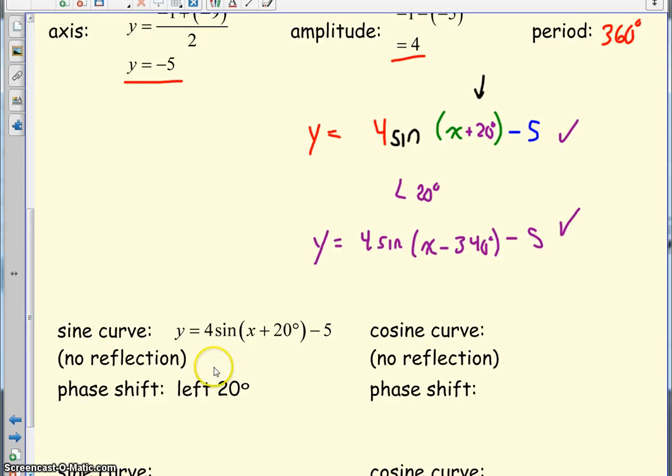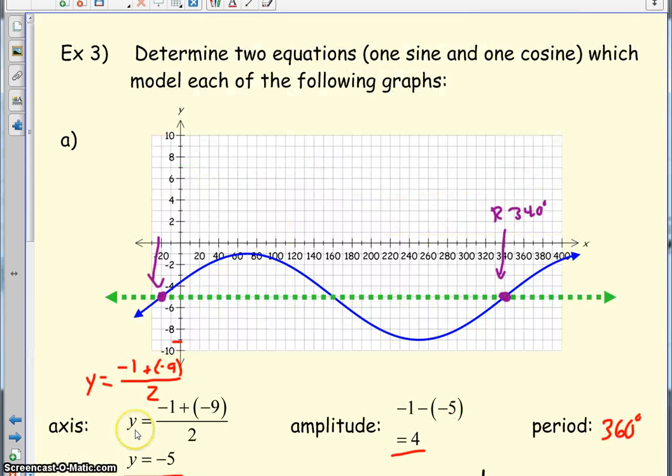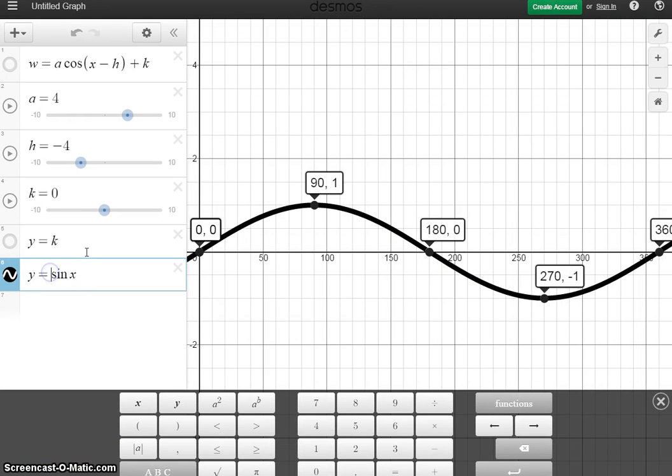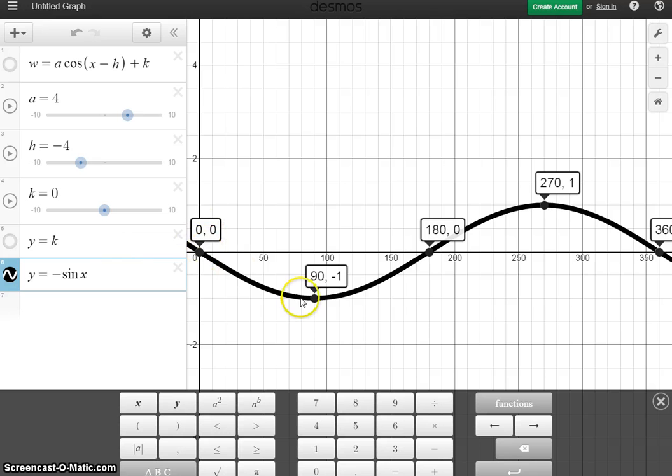Okay, well, let's say we want to do a sine curve that does have a reflection. I know it says only do one sine, one cosine. Let's just take it a little bit further. Let's say we want to do a sine curve that has a reflection. Well, again, the only difference is if you look at a sine curve that's been reflected, it still starts on its axis at the cycle, but then it goes down from there.